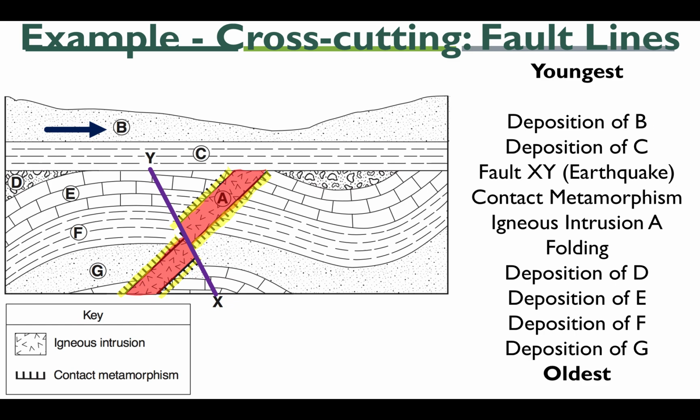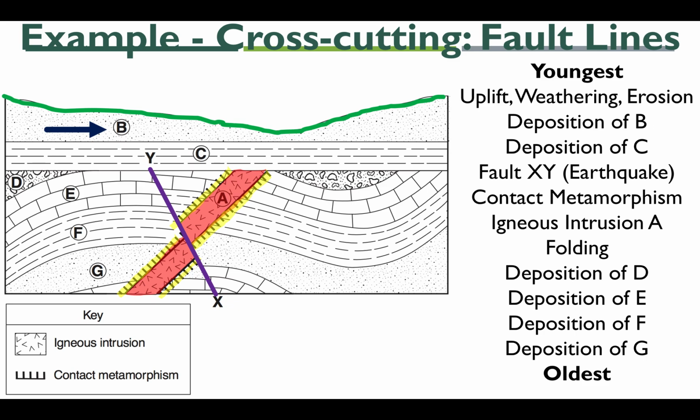But I also want you to notice that the upper boundary of layer B is wavy. Something happened here. Well, since layer B is on the top and it's exposed to the surface, it's vulnerable to uplift, weathering, and erosion. So weathering and erosion has taken some of that layer and erased it completely, which is why you don't see a complete full layer at the top representing rock unit B.